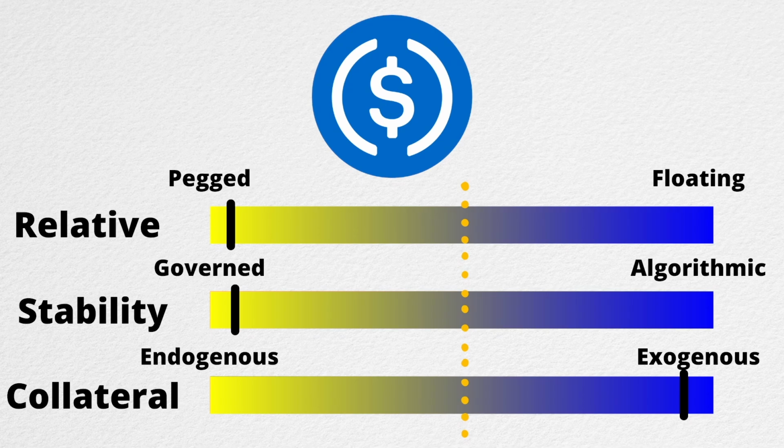USDC. USDC is a classic pegged, governed, exogenously collateralized stablecoin. It's backed by real-world dollars in a bank account. Not much else to say here.